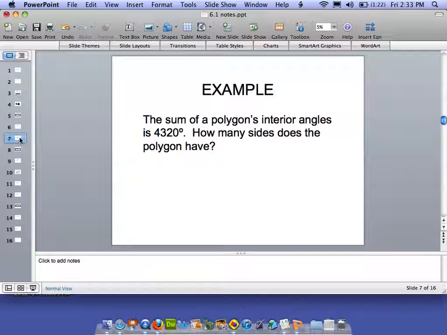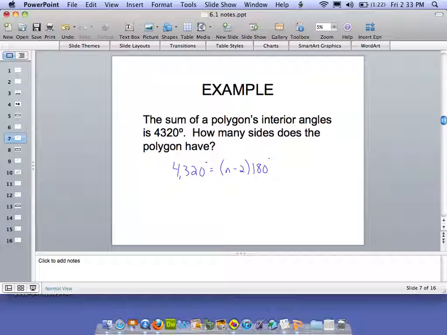If I said to you the sum of a polygon's interior angles is equal to 4,320 and asked you how many sides the shape had, then I would simply say my sum is equal to n minus 2 times 180.